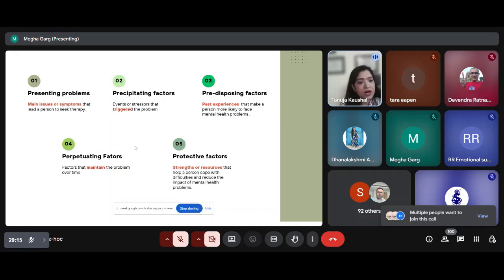Okay, so this is also part of case conceptualization. Presenting problem is the main issue. What your client is coming and telling you, that doctor, I have headache. Doctor, I am not able to sleep at night, or I get a lot of anxiety. I have overthinking. So many thoughts are jumbled up in my head. So what the client is coming and presenting to you, the main issue, is the presenting problem.